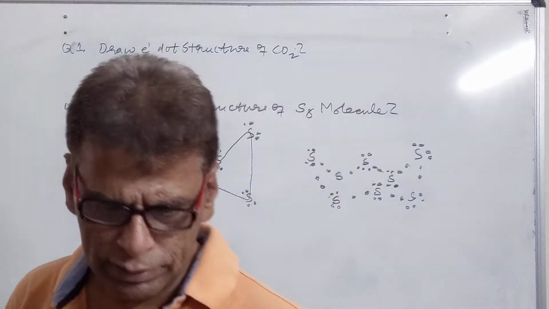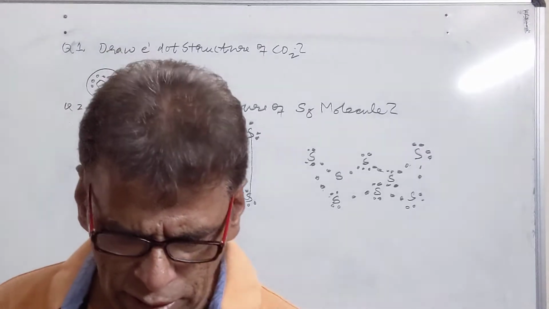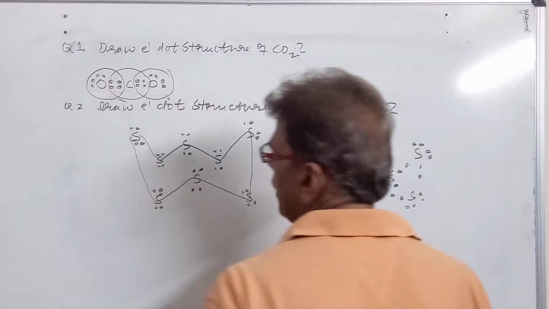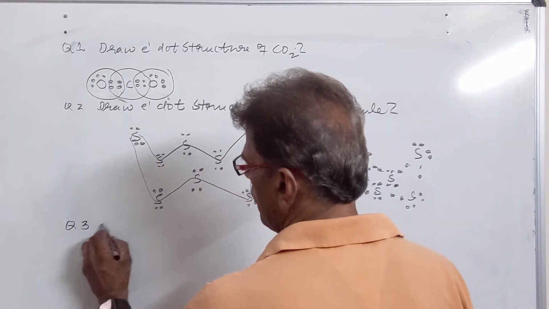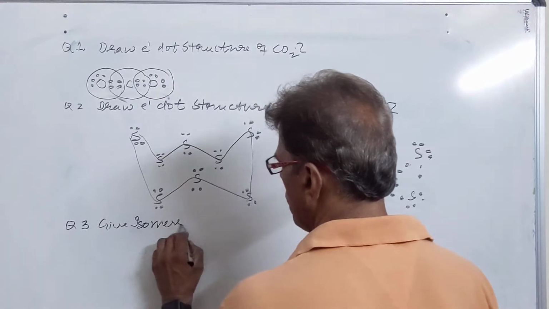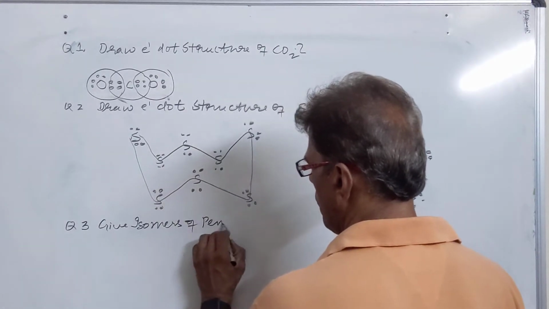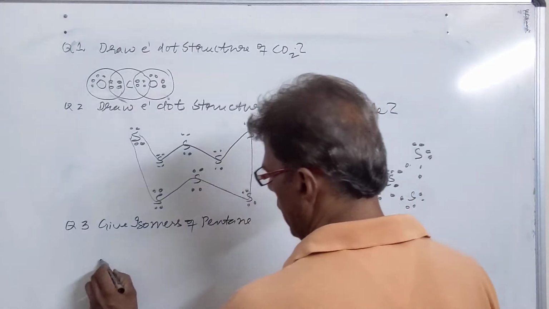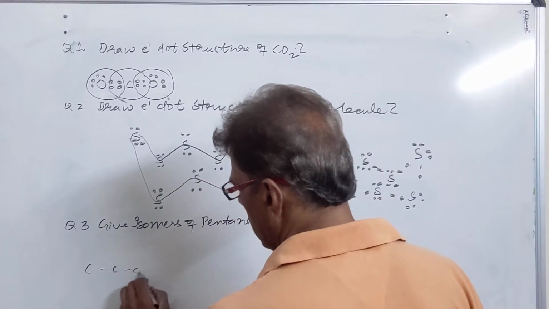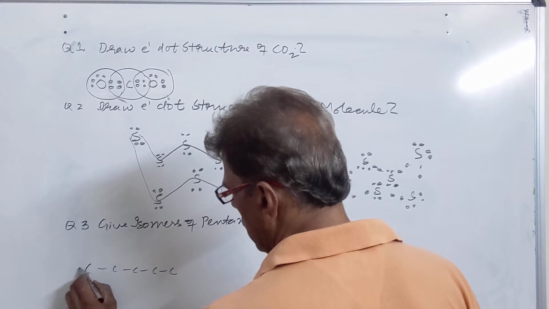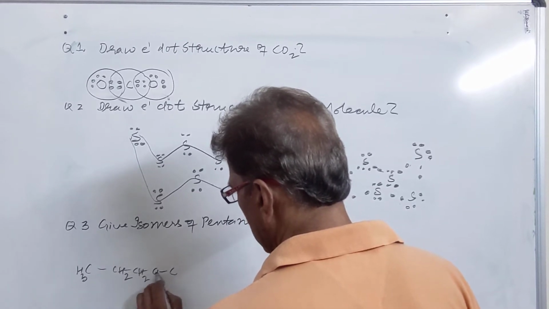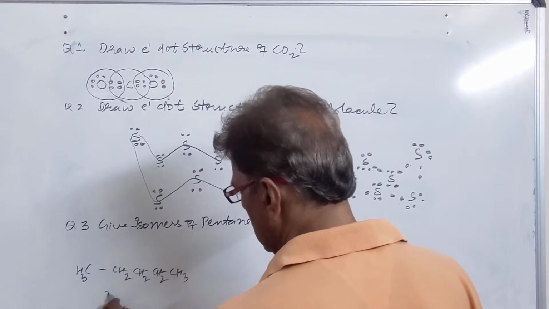Then we have the next question: how many structural isomers are possible for pentane? Give isomers of pentane. Pentane has 5 carbons. To make it, first of all make a chain of 5 carbons and complete their valency. This will be CH3, CH2, CH2, CH2, CH3. This is n-pentane.